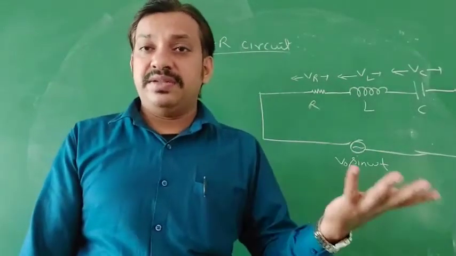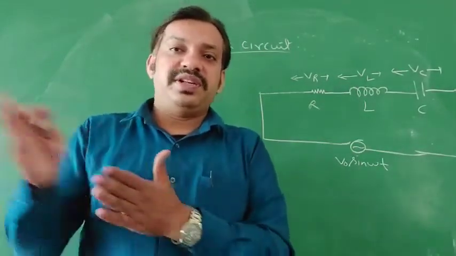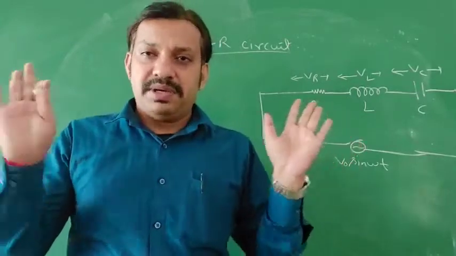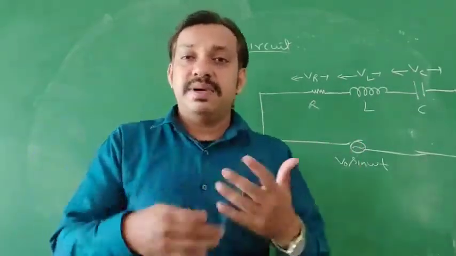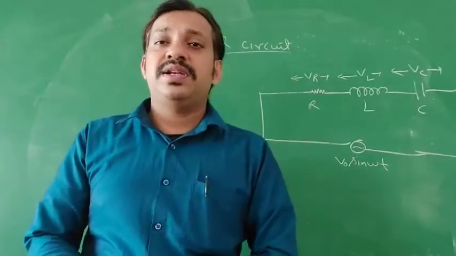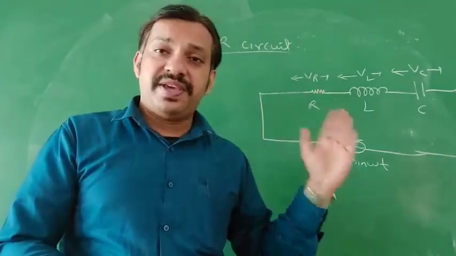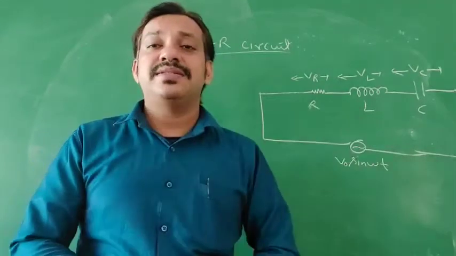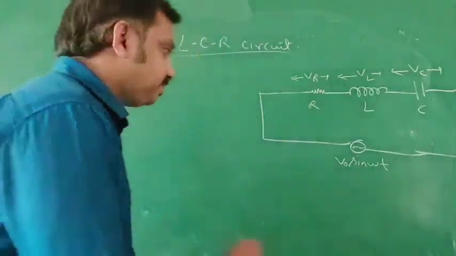That is why the phasor is involved. If it were similar to DC, no phasor would be required. But here, because the variation is a time variable signal, the phasor is required. So first of all, let us discuss the phasor of this LCR circuit.